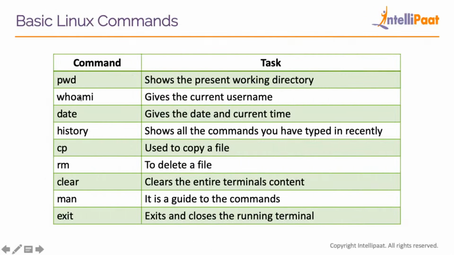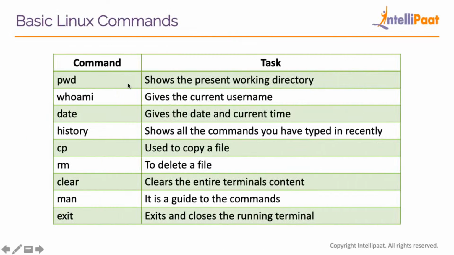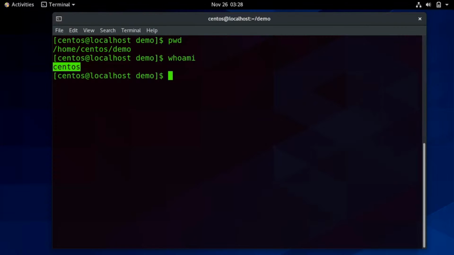If you want to understand the current username, what is the username that you are logged in with, the command is whoami. If you enter that, my username is CentOS. Similarly, if I want to know the date and the current time in Linux, the command is date. I'll just enter that. You can see this is the date and this is the time, and this is the zone the time is working on, which is Eastern Standard Time, and the year is 2020.